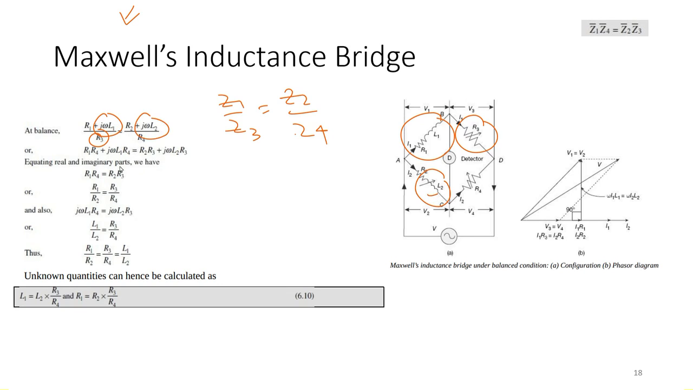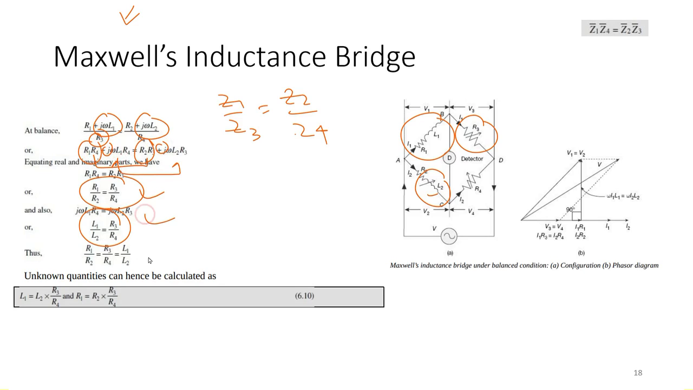So if we solve this equation, it turns out that we get the same resistance base for real components, and j omega L1 equal to j omega L2 R2 R4. This is the imaginary value base. So this equation is compared with this one, and this is compared with this one, because it has a j and it has a j.